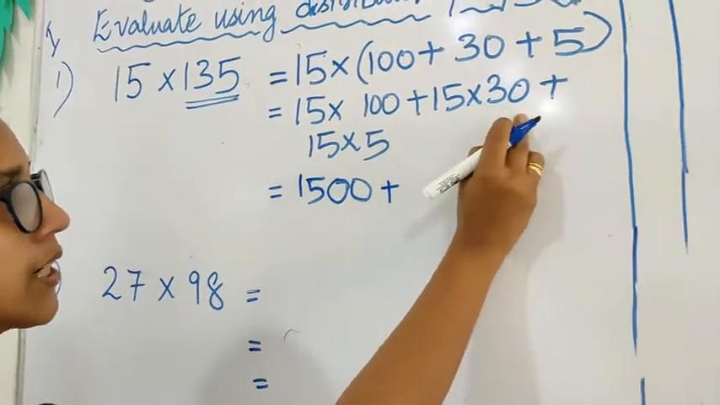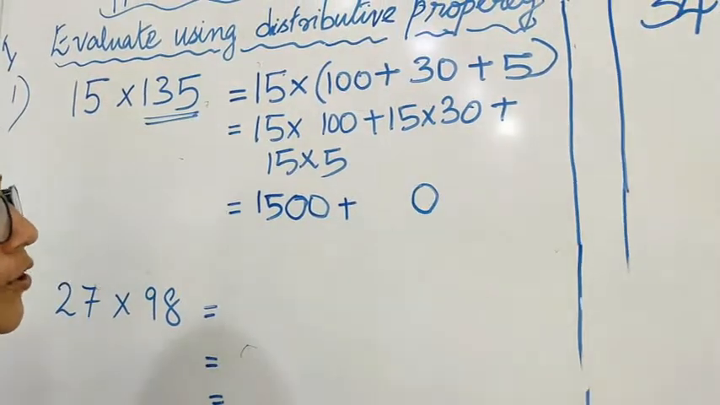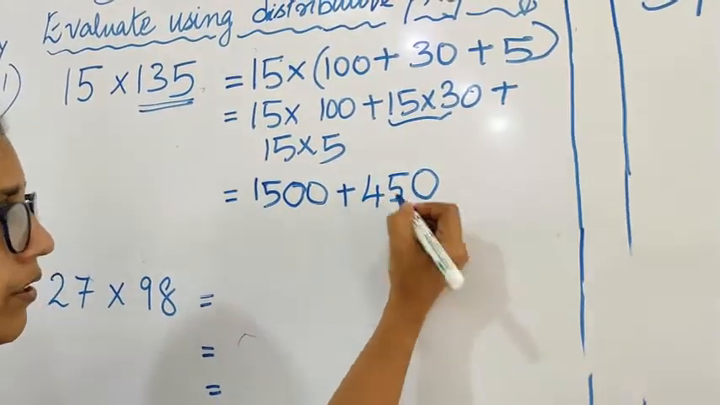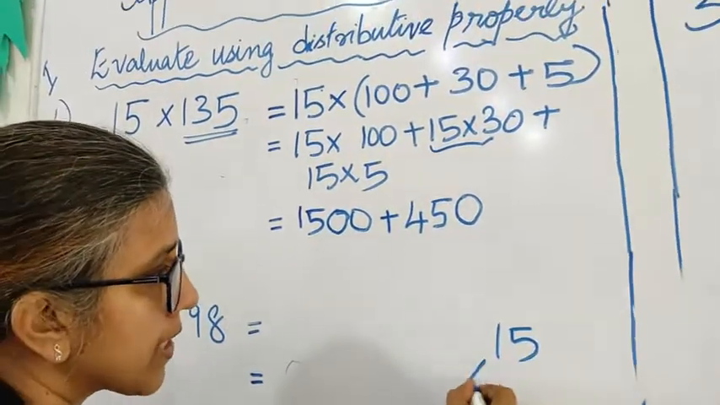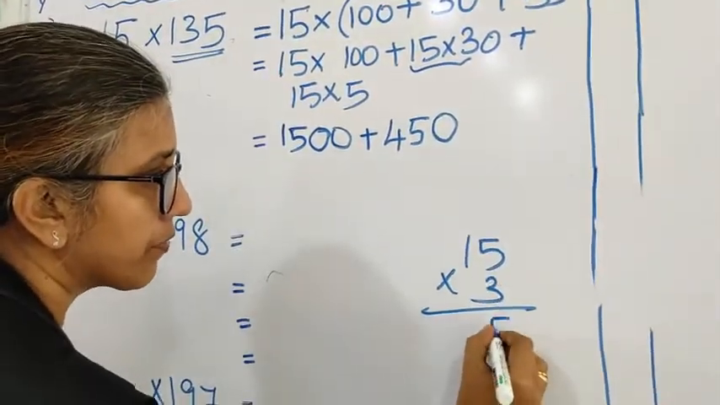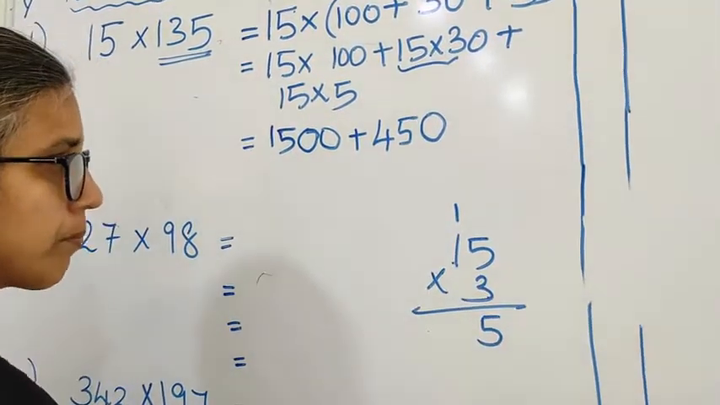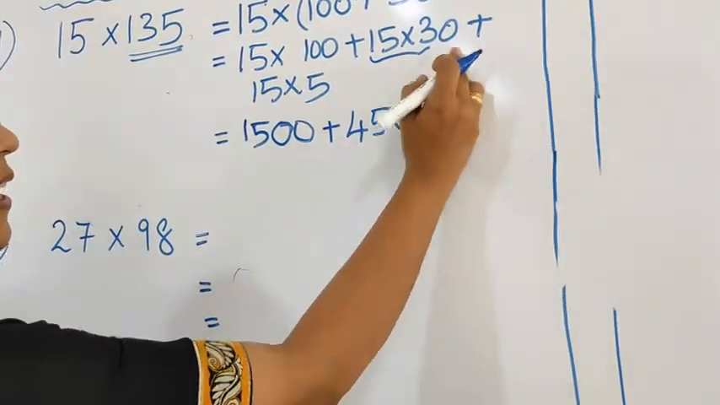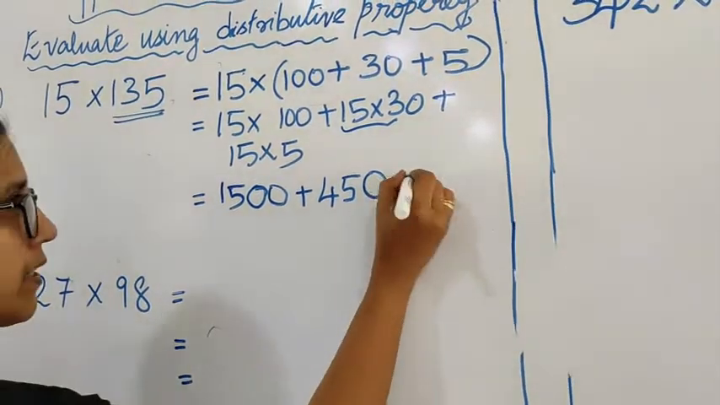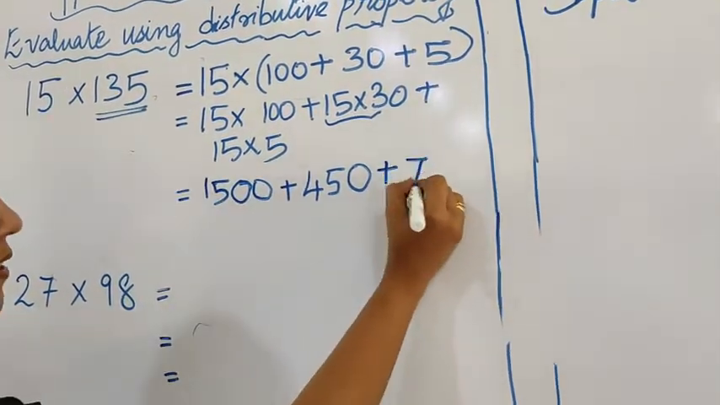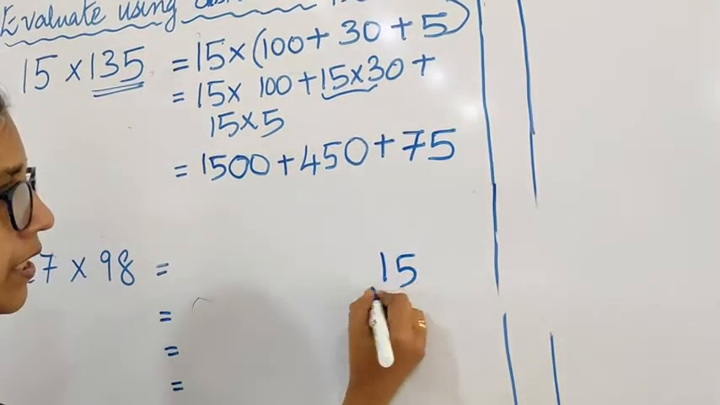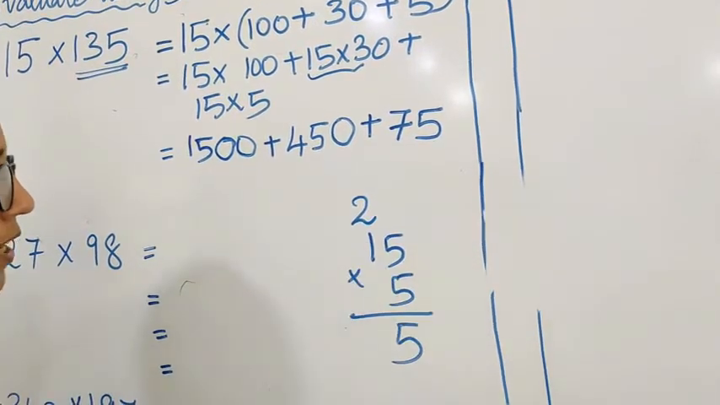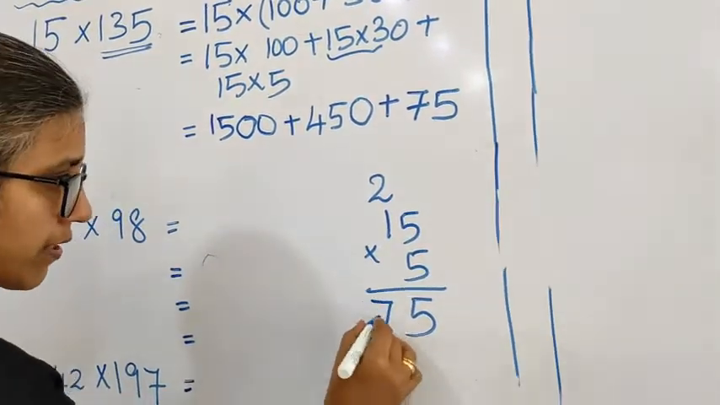Plus here 15 into 30. 30 has 1 zero. I am putting that zero first. Then I multiply 15 into 3. 15 into 3 is 45. If you don't know mental multiplication, simply multiply. 5 3s are 15, carry 1, 3 1s are 3, 3 plus 1, 4. You will get 45. So that is this 45 and this 0 I have added. Plus 15 into 5, it is 75. 5 5s are 25, carry 2, 5 1s are 5, 5 plus 2, 7, so 75.